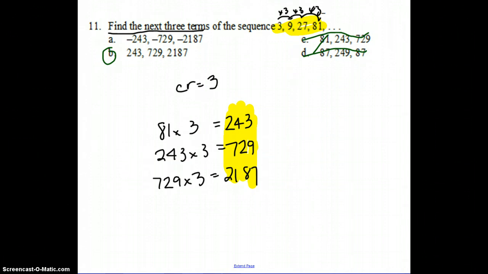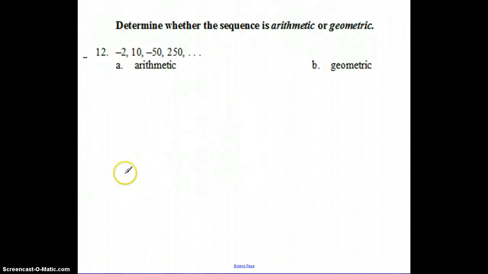Okay, let's take a look at the next one. This one says determine whether the sequence is arithmetic or geometric. Remember, arithmetic is adding and geometric is multiplying. So if I'm looking at these numbers and trying to find the pattern, I already know they're not going up by the same number every time. So there's no way this could be arithmetic. So it's making me think maybe geometric.